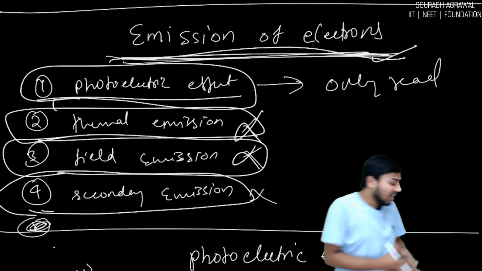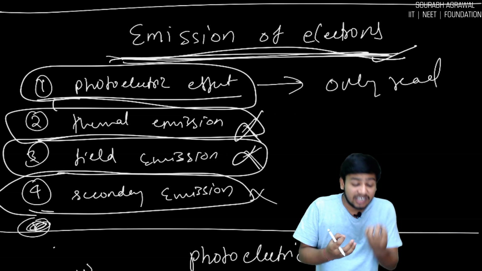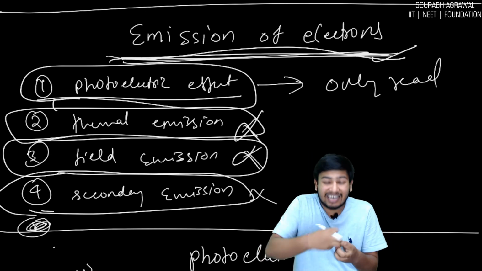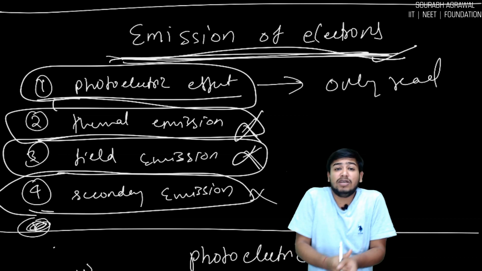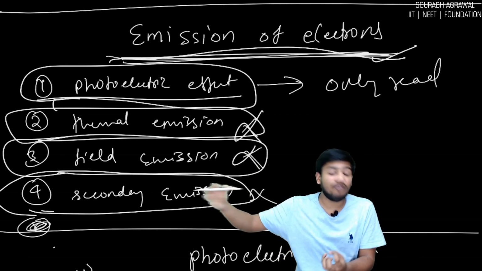Again, this is not the only method. You can also use heat energy. That heat energy can break the bond between the electrons and that electrons can come out. Are you getting my point? So that is known as thermal emission, in which we are using heat energy for the emission of electron.